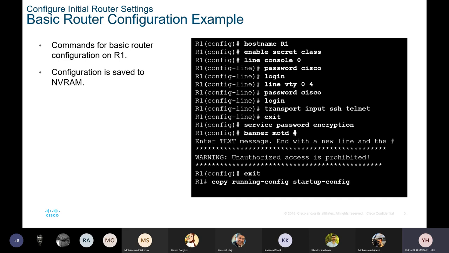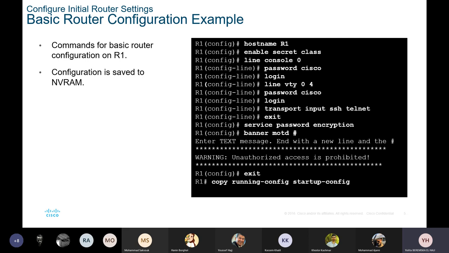Next one is line console 0. Clicking enter, we go to the line configuration mode. We write password Cisco, login. We finish with this. Then you want to configure the VTY lines, the 5 virtual lines. Clicking enter, we write password Cisco and login. For our simplicity, we write very simple passwords, but you can write more complicated ones using letters, digits, punctuation signs. And usually a good password is at least 10 characters. Less than that, it will be easily discovered.